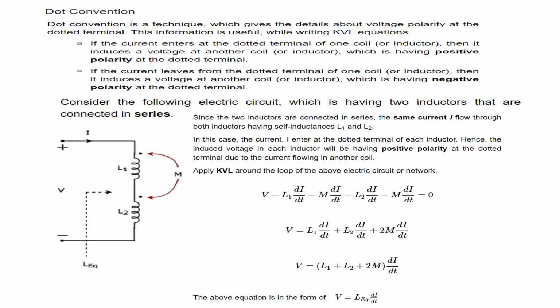Now we apply KVL here. We get V minus L1 di by dt minus M di by dt minus L2 di by dt minus M di by dt equals 0, according to KVL. Now separating it, we get V equals L1 di by dt plus L2 di by dt plus 2M di by dt. We get finally V equals (L1 plus L2 plus 2M) into di by dt. The above equation is in the form of V equals L equivalent di by dt.